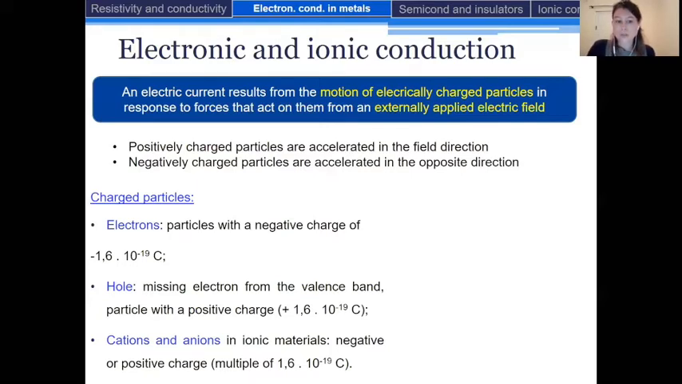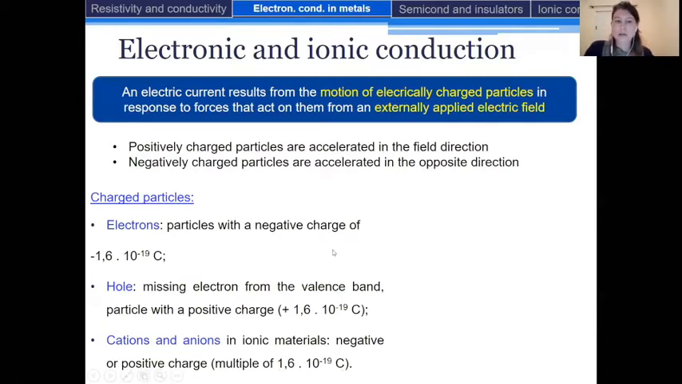We have electrons, which are particles with a negative charge of -1.6 10 to the power -19 Coulomb. We have holes, which are missing electrons from the valence band, which are particles with a positive charge, so it is the charge of 1.6 10 to the power -19 Coulomb. And we have cations and anions in ionic materials, which are positive and negative charges that are multiples of the net charge of an electron.